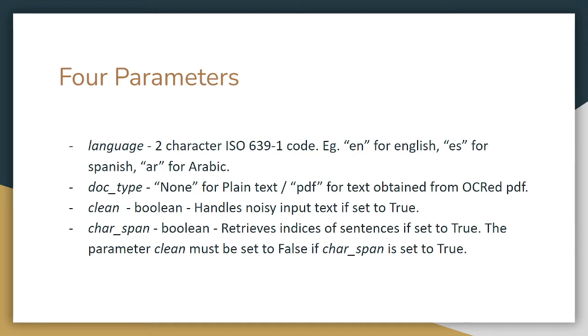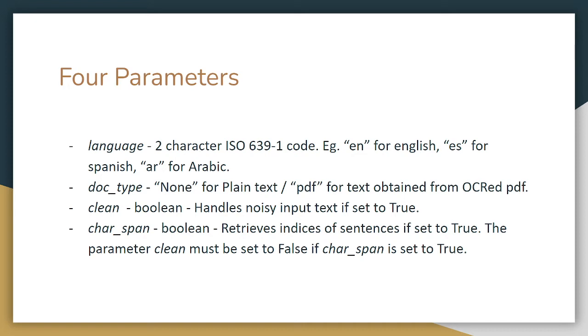So the language is basically a two-character ISO 639-1 code, and typically is used to represent the language of the input text. Like you can specify EN for English, ES for Spanish, AR for Arabic. So there are 22 such languages which PySBD supports.